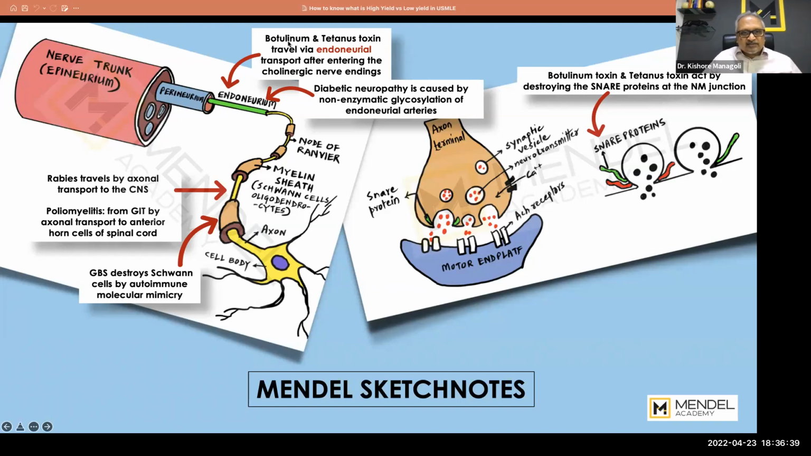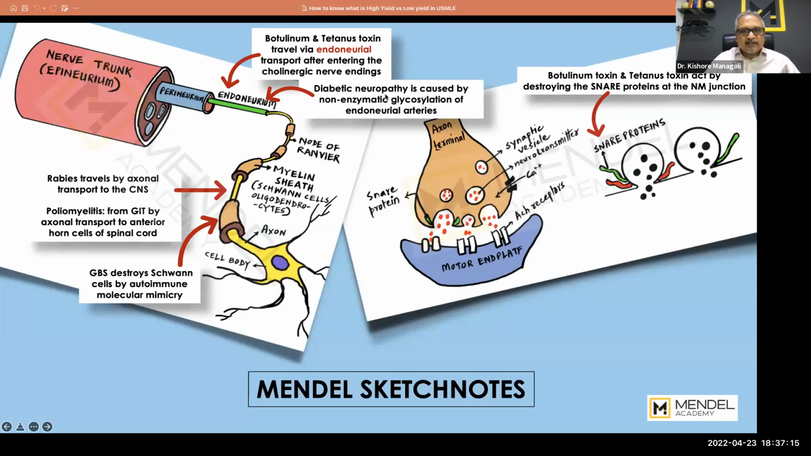Now, the first one we already saw about botulinum. Similarly, tetanus toxin. Both are brothers because they are Clostridia, Clostridium botulinum and Clostridium tetani. Both travel through the endoneurium and then enter the cholinergic nerve endings. Similarly, diabetic neuropathy, which is not associated with this question, but these are the integration points that we will go through if you decide to sign up for our Superhit module, because this is a very important concept.